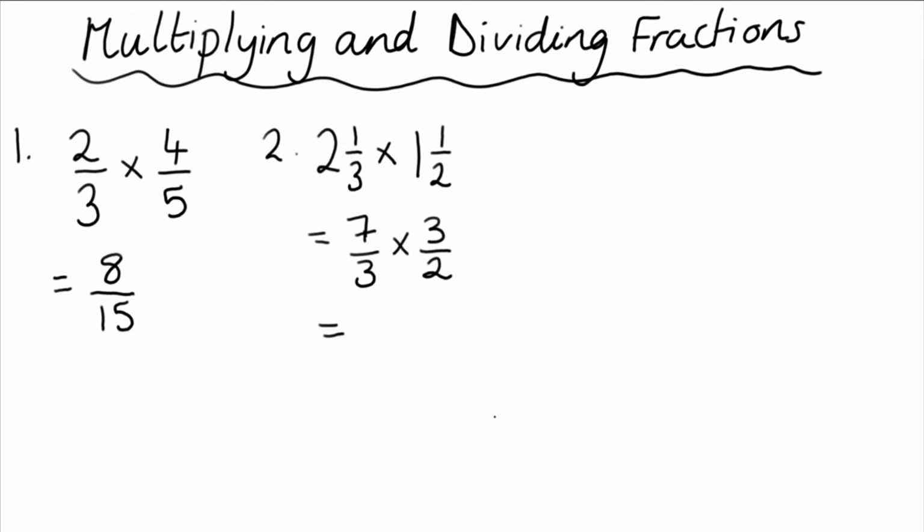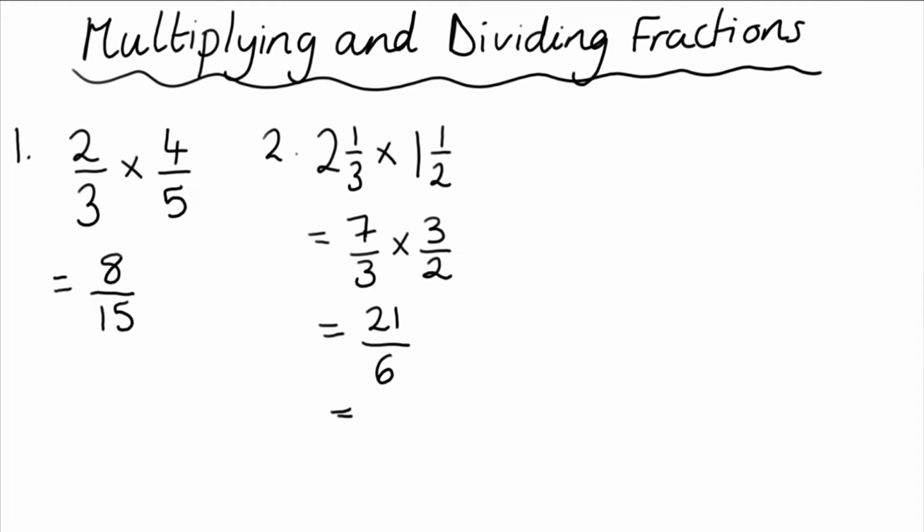Okay, now we're ready to multiply the tops. 7 3s are 21, 3 2s are 6. Oh, we can't leave it as 21/6 because they both divide by 3. So you can either simplify it at this point, or I'm going to change it into a mixed fraction first and then simplify down the fraction part.